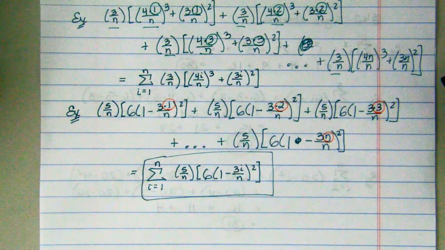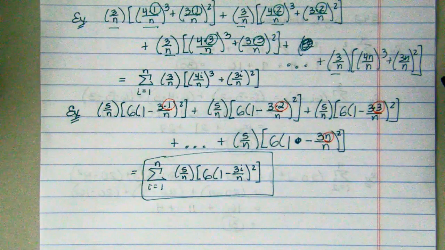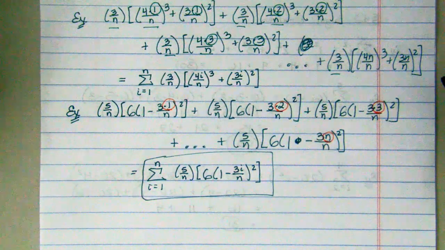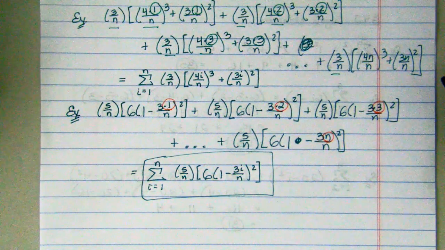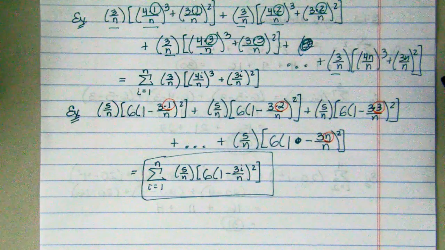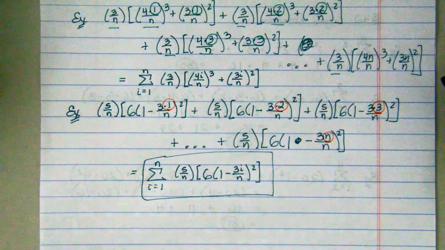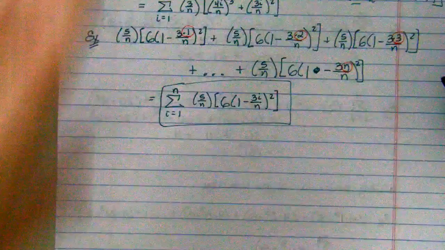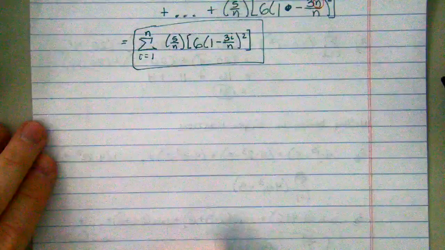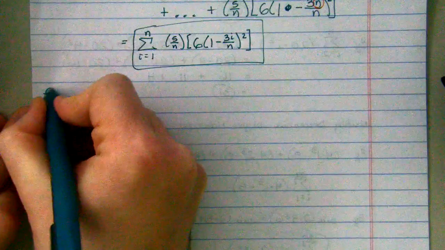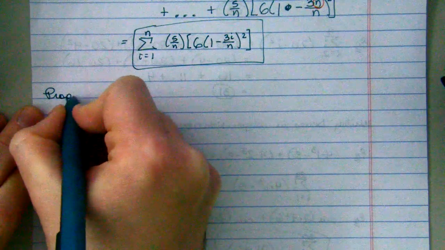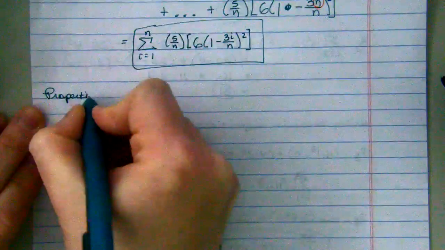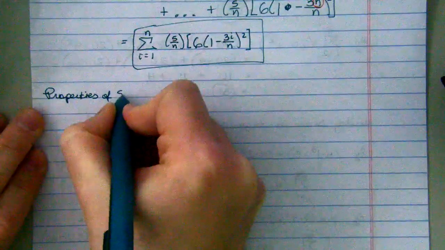Next, to be able to evaluate these things, or really any sort of sum that goes beyond what we can just write out and add up all the terms, we need some properties of sigma notation, and then we need 4 special sums. Properties of sigma notation.